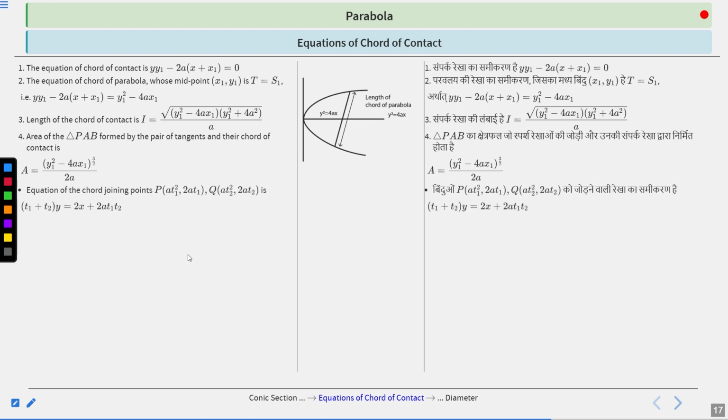Next, the equation of the chord joining points P (at1 square, 2at1) and Q (at2 square, 2at2) is (t1 plus t2) y is equal to 2x plus 2at1t2. Clear? You have to remember this.